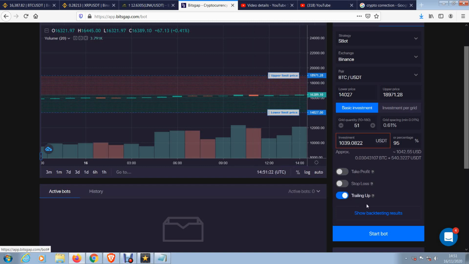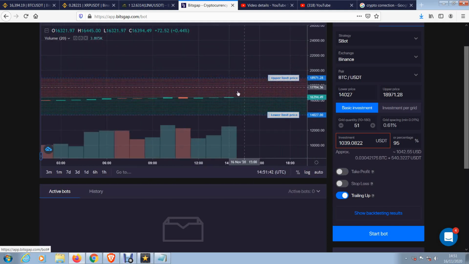I could press this button here, which would be the trailing up, which meant that the grid would move up with it. So prices like this might not be seen again. Prices up here might be the future, which means that this button here would allow the grids to be automatically created as the price increases, basically meaning I don't miss out on any buys and sells. The grid would move up with it.